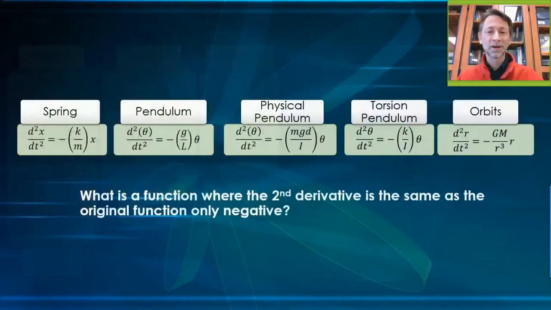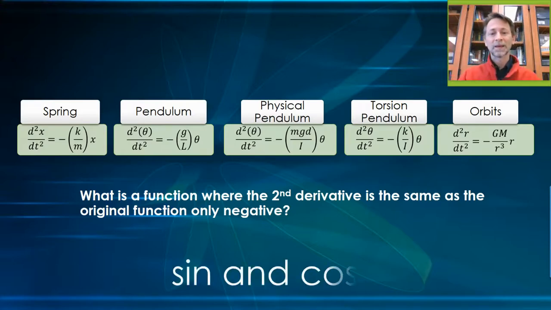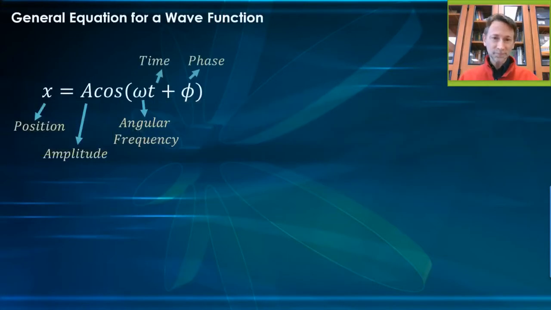Boom! Okay, moving on. So let's go back to the interesting pattern that we had here, that the second derivative of the position is equal to the negative coefficient times the position again. Well, what kind of function do we have where the second derivative of the function is equal to the function again, only negative? That's got to be a sine or a cosine function. So this is the general equation for a wave function for what we're studying.